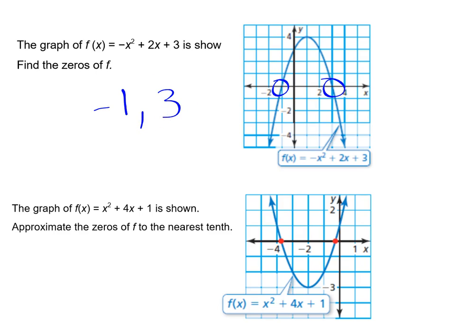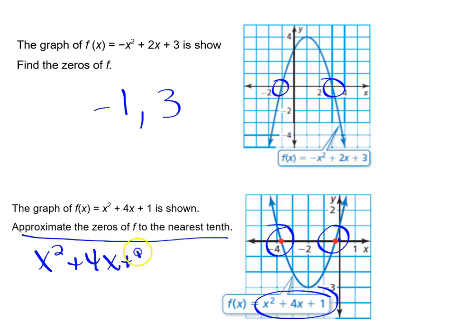On this next one, though, you notice it's not crossing at a nice lattice point. It's crossing here and here. So somewhere between -3 and -4, and somewhere between 0 and -1. They want us to approximate these zeros to the nearest tenth. So one of the ways to do that is to take this equation, x squared plus 4x plus 1, and plug some numbers into it.